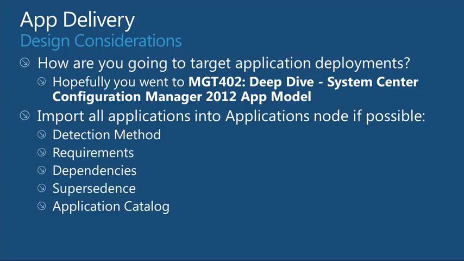So we really advise use applications, in the first instance. So if you're going to take an application and put it into your new environment, put it into applications, because then you get all the detection methods and requirements and dependencies, supersedence that you can put in the application catalog. If you've been to the migration one, you'll find that it will go into the packages one, then you've got to run a converter to put it into applications. I strongly suggest you do that, just so you get the ability to use all that functionality.